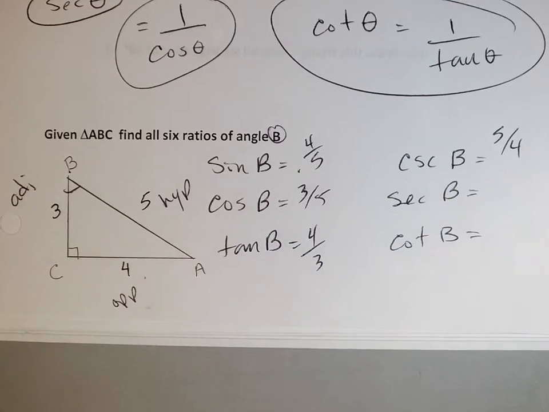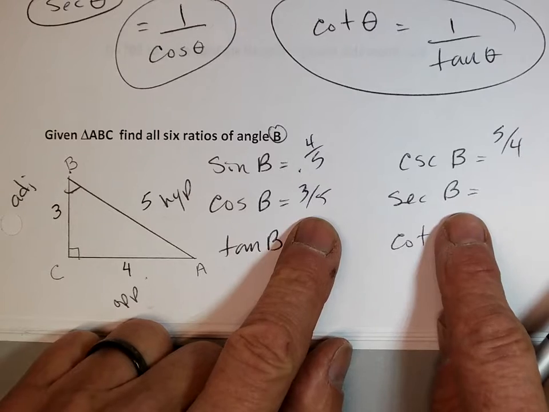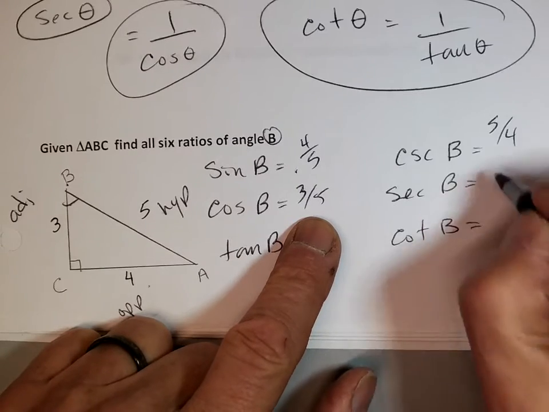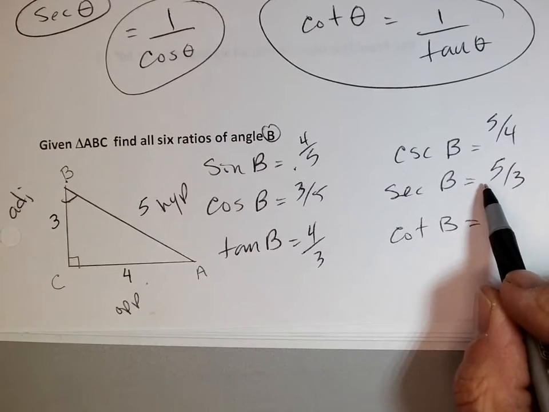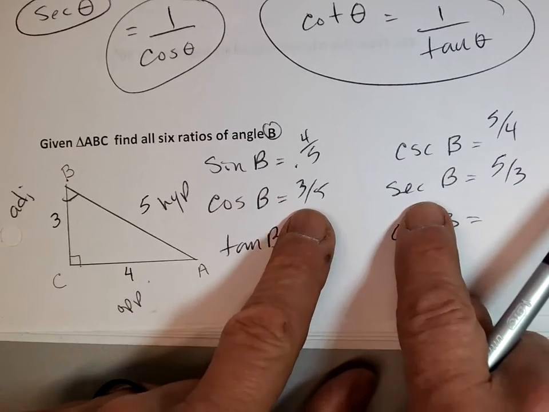Isaac, what'd you get for secant of B? What is it? 5/3. 5/3 is correct. 2 ways. One, it's the hypotenuse over the adjacent, or it's the opposite of cosine. That makes it easy, doesn't it?